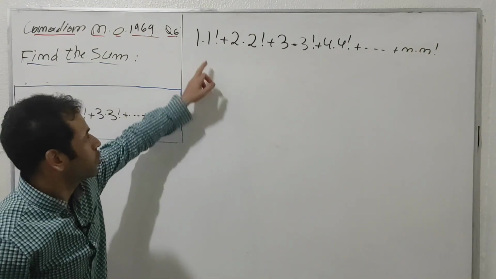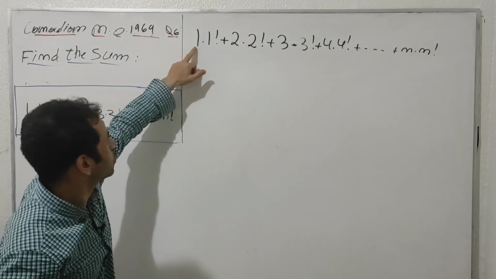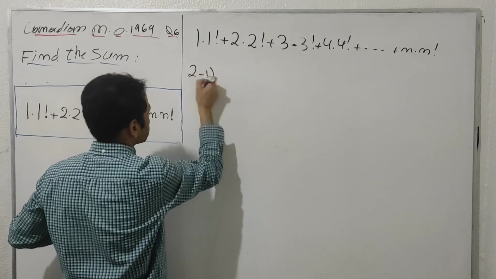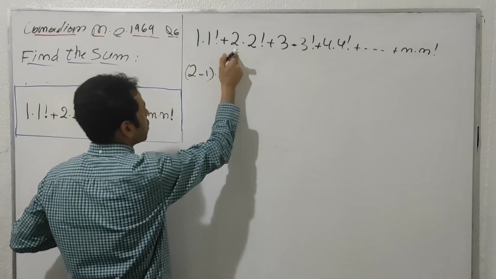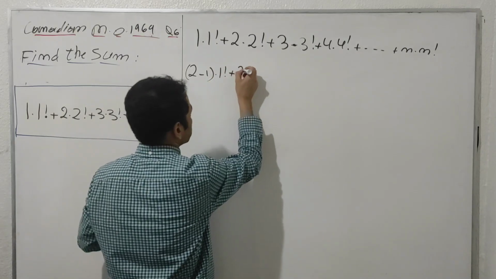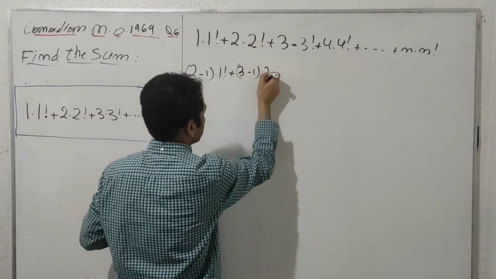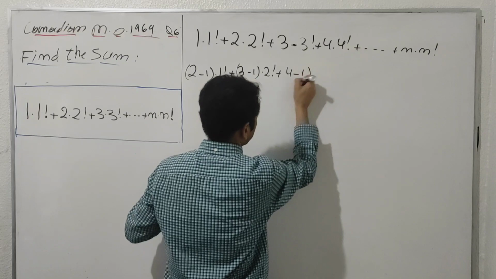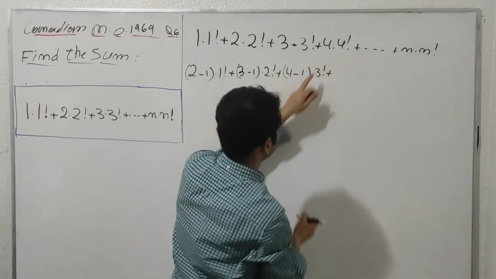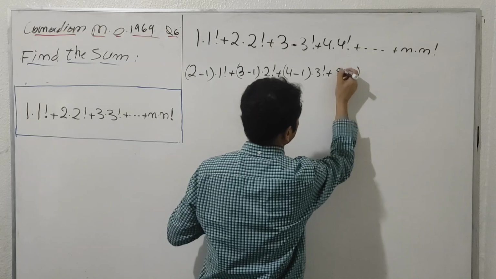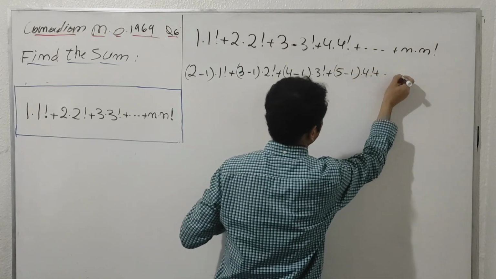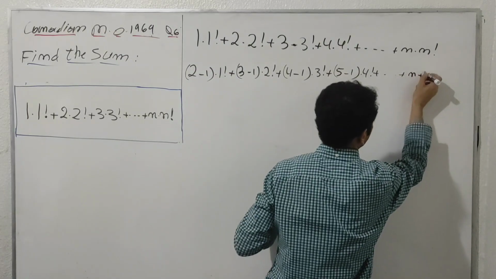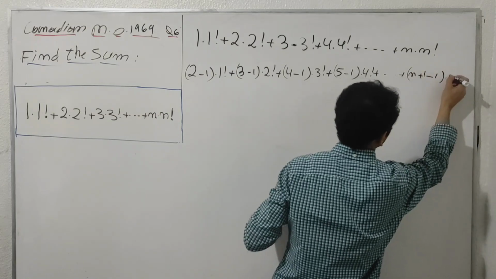The trick that I'm going to use here is to write 1 as 2 minus 1. So 1 equals (2 minus 1) multiplied by 1 factorial. Number 2 will be written as (3 minus 1) multiplied by 2 factorial. Number 3 will be written as (4 minus 1) multiplied by 3 factorial. Number 4 will be written as (5 minus 1) multiplied by 4 factorial, and so on and so forth until you get the last term. The last term can be written in this form: (n plus 1 minus 1) multiplied by n factorial.